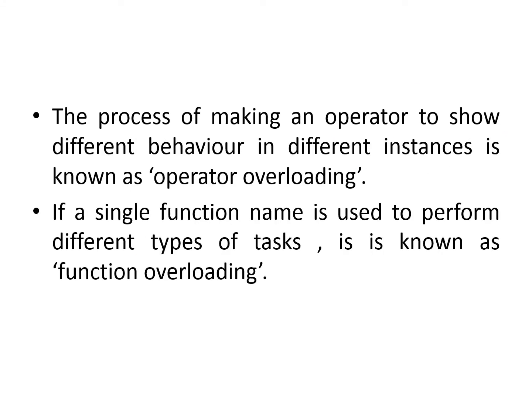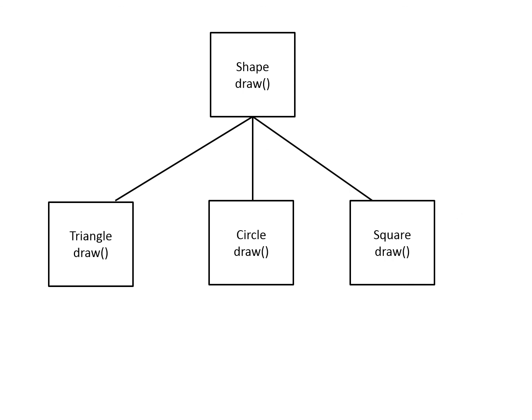The process of making an operator show different behavior in different instances is known as operator overloading. And another one is function overloading. When the operator keeps on changing its features, that is operator overloading. And when the function keeps on changing its feature, that is function overloading. Here, a function overloading example is given. Shape draw. Draw is a function. You can draw a triangle, a circle, or a square. The same draw function, just change the attribute values. This is function overloading.